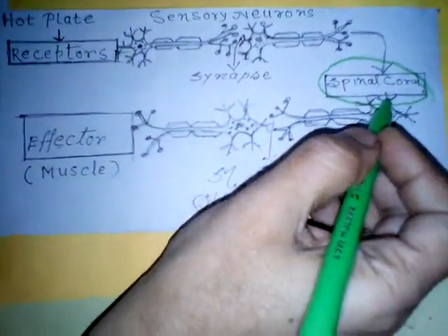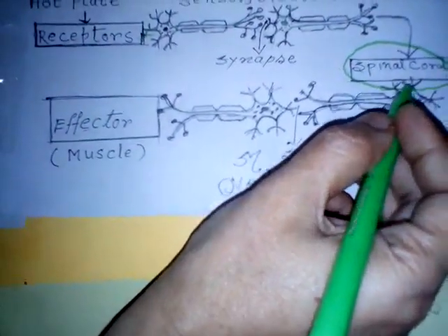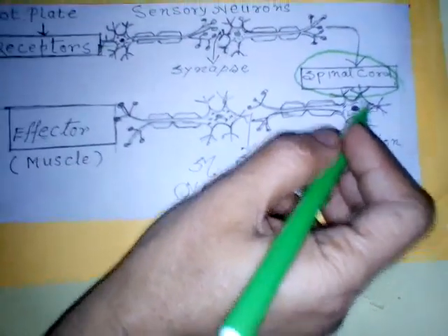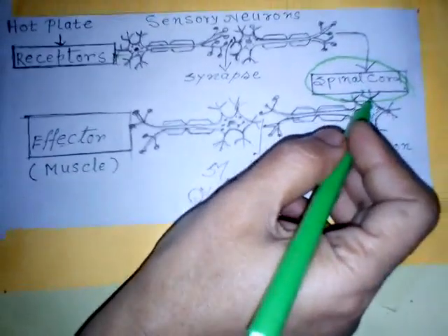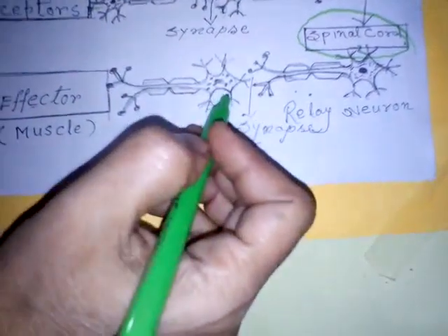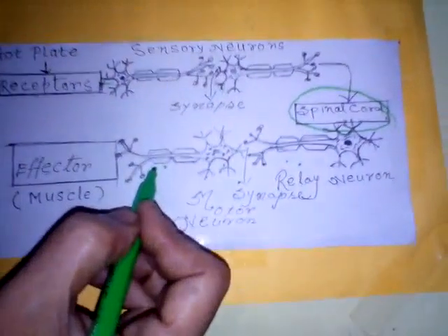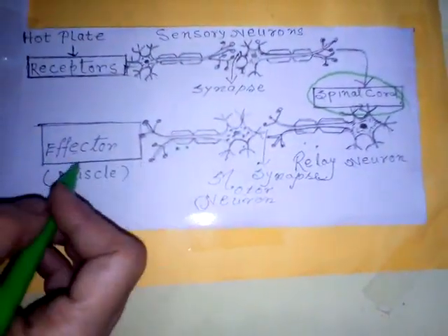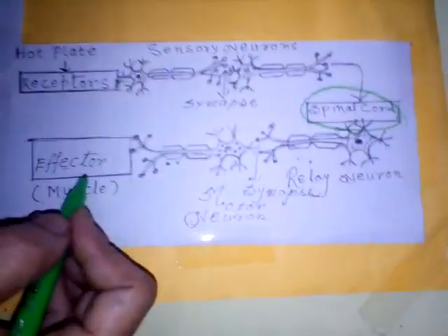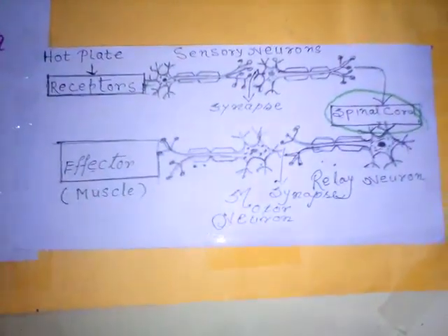Then what does the spinal cord do? It decides what action is to be taken and it gives the instruction to the relay neuron. Then relay neuron sends it to the motor neuron, and motor neuron ultimately sends it to the effector organ, meaning the muscles. Then the muscles contract and we move our hand away.